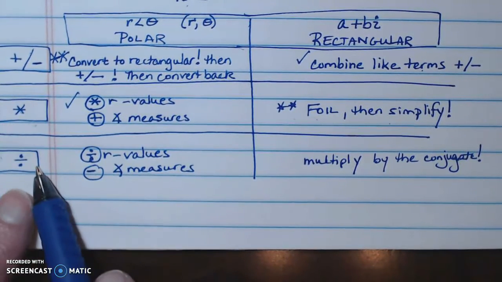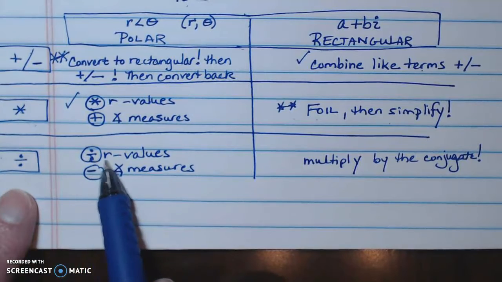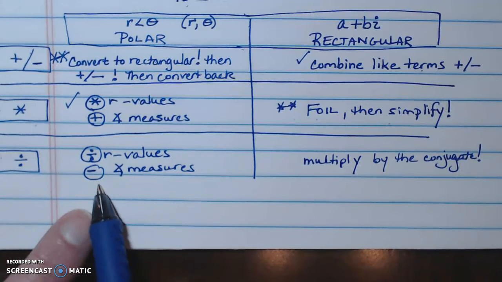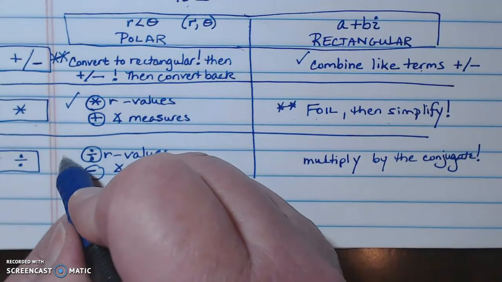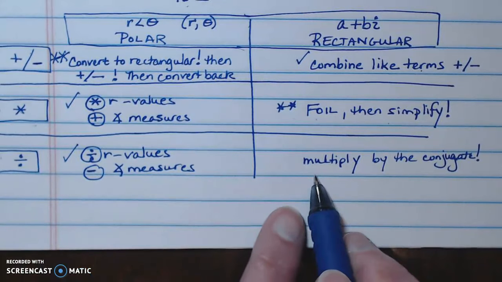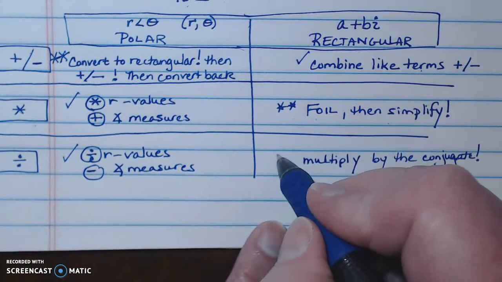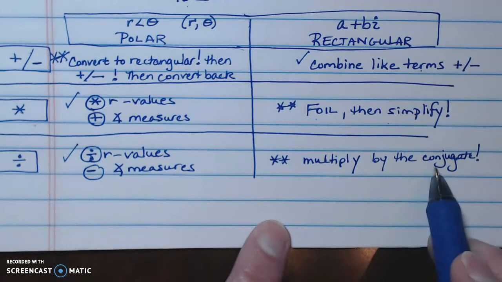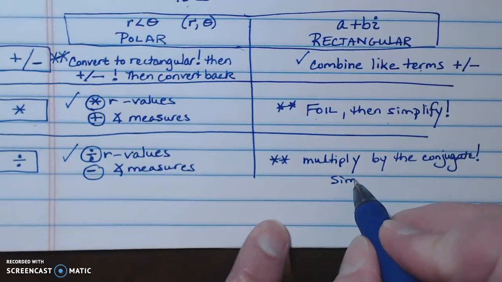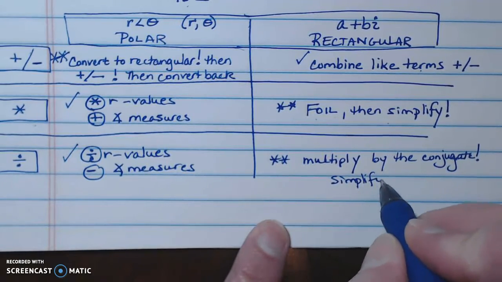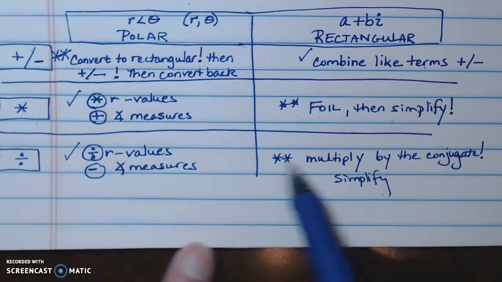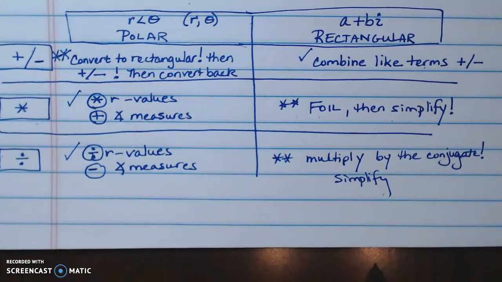In polar, when you go to divide, we just saw you get to divide the R values and then subtract the angle measures. That's pretty easy. In rectangular, you have to multiply by the conjugate and then simplify fully. So that's more involved as well there. So here you have a chart, doesn't exist like this in the book, that summarizes those operations.